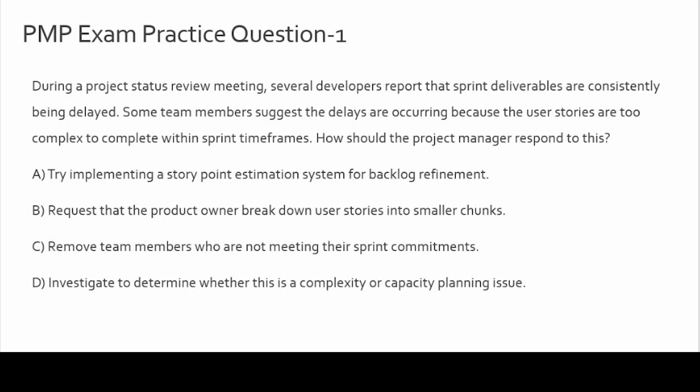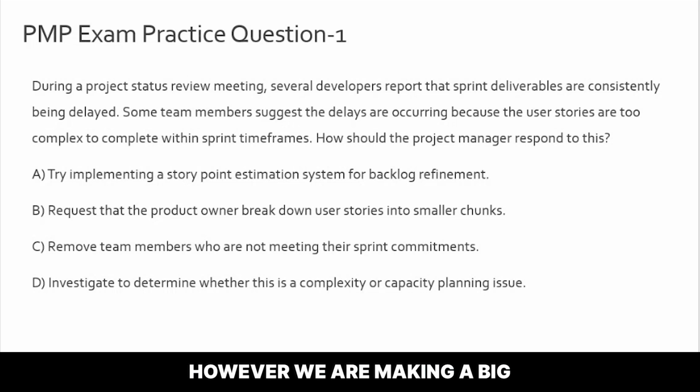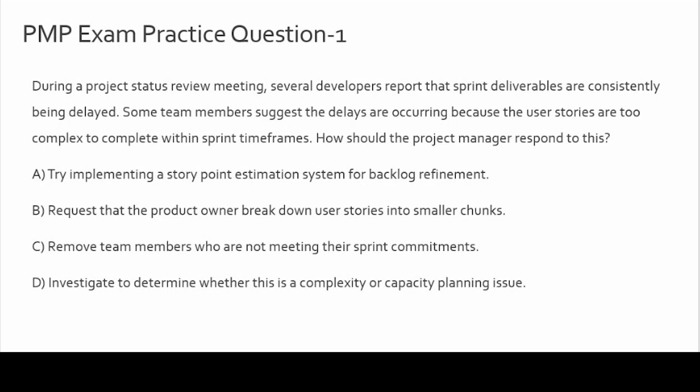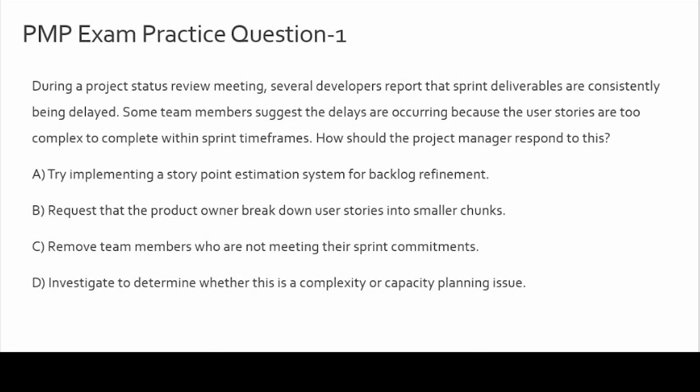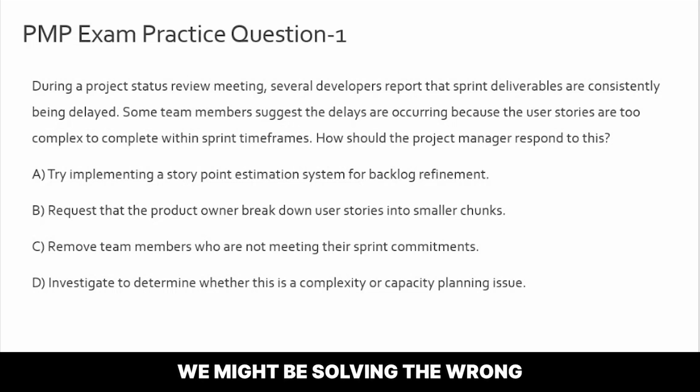Now let's look at option B. Asking the product owner to break down user stories into smaller manageable chunks. Okay, right, so this could be part of the solution. However, we are making a big assumption here, okay? And in the PMP exam, be very careful of making such far-fetched assumptions. What if the real problem is that the team needs more technical training? Or maybe there are external dependencies slowing things down, right? So by jumping straight to breaking down the stories, we might be solving the wrong problem. And that is why option B is also incorrect.